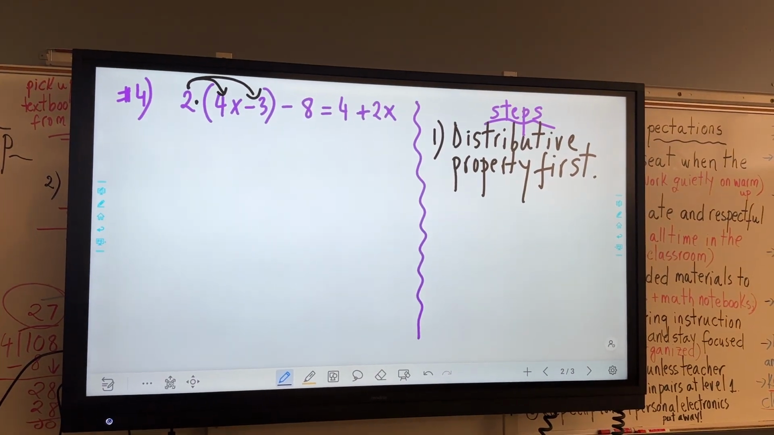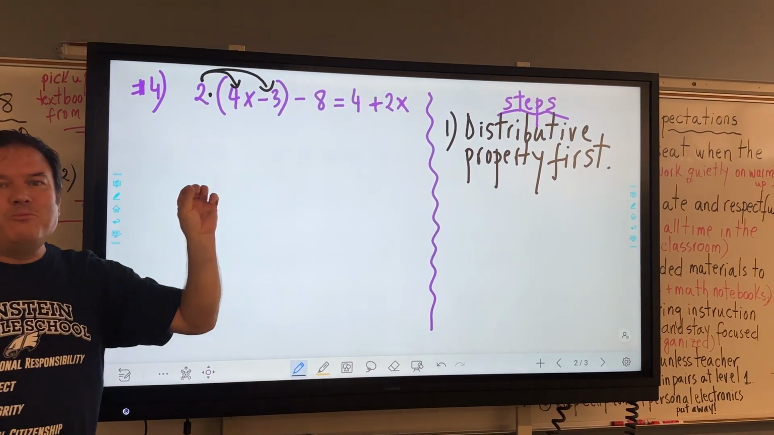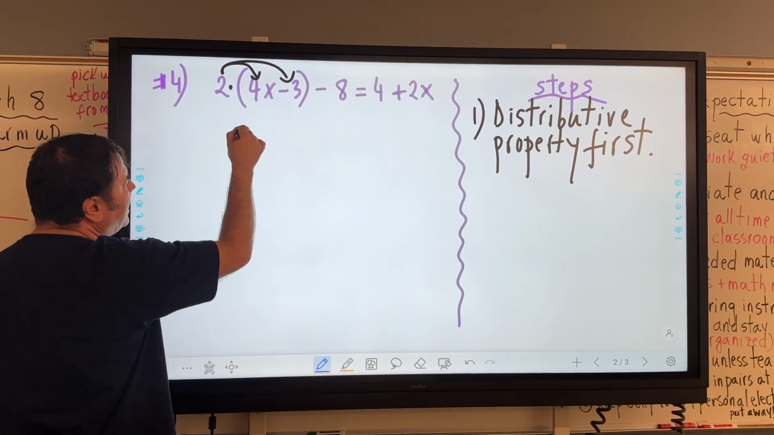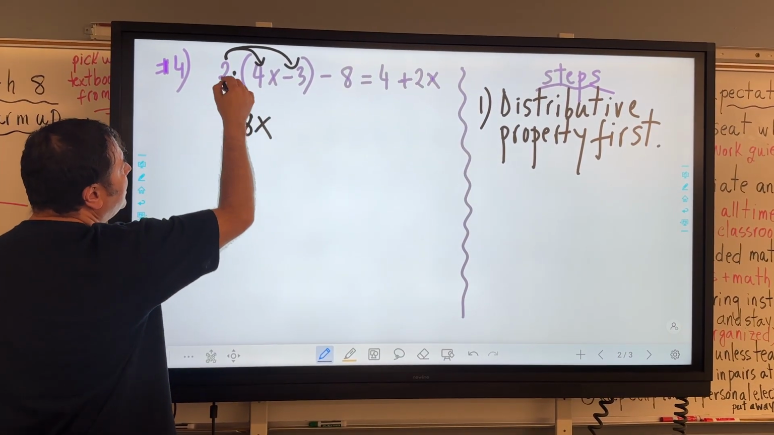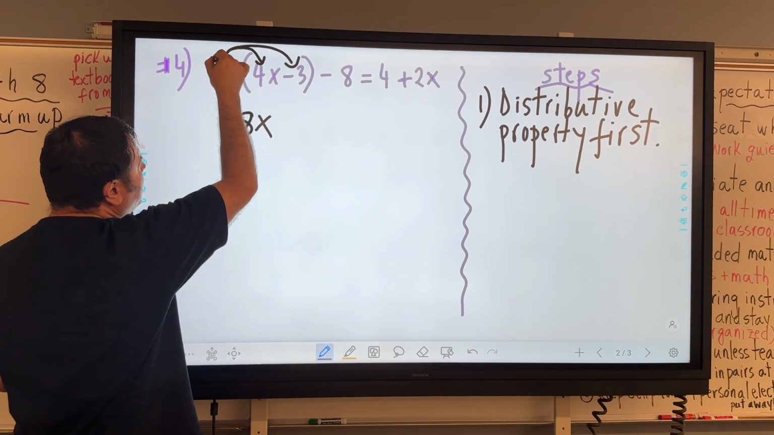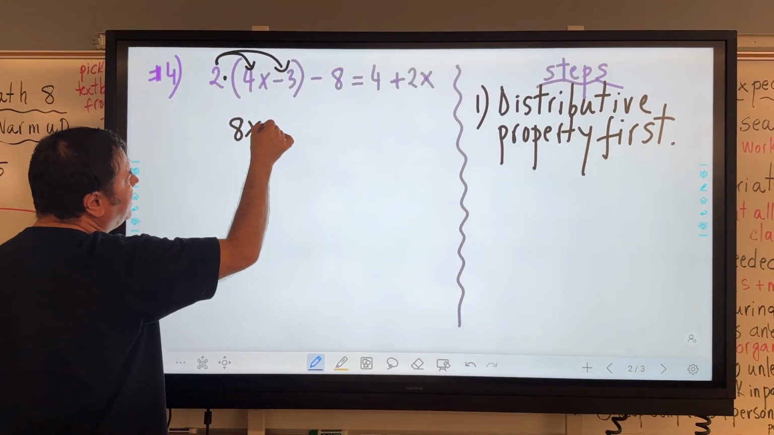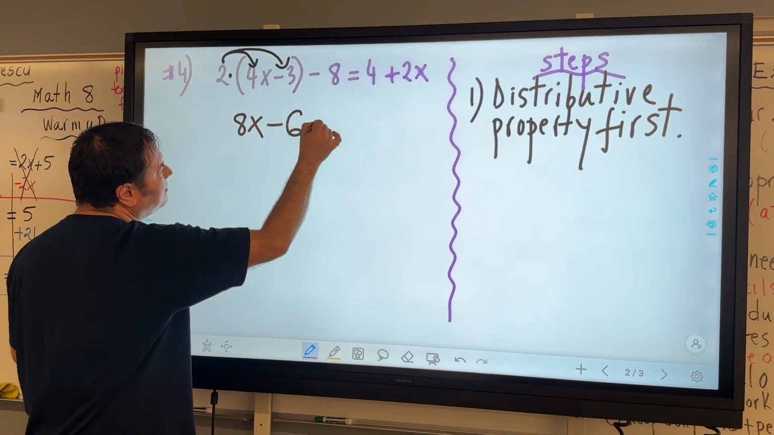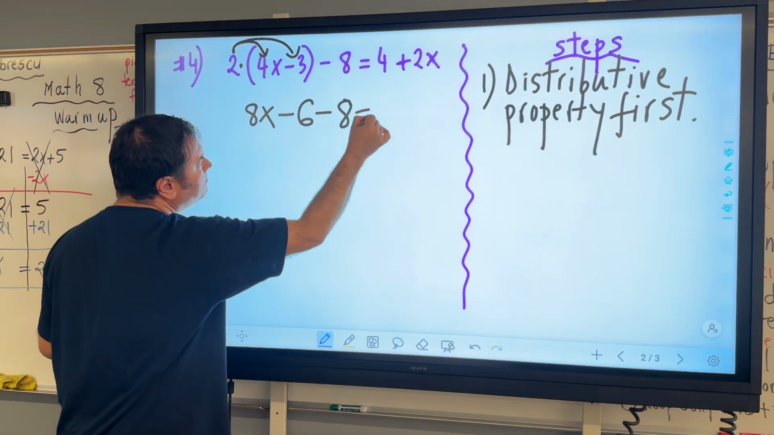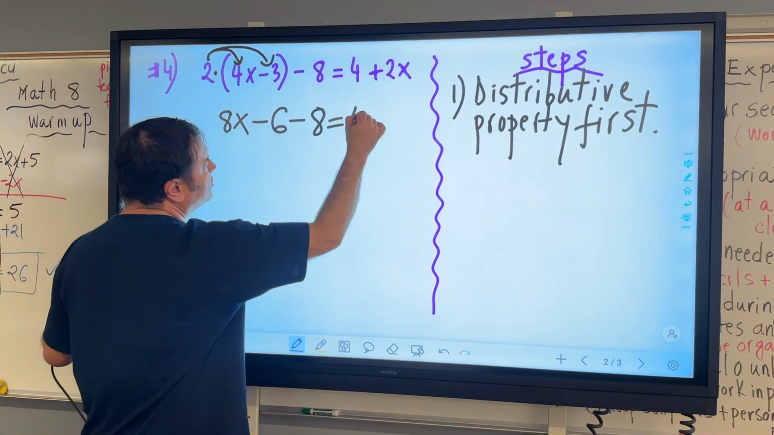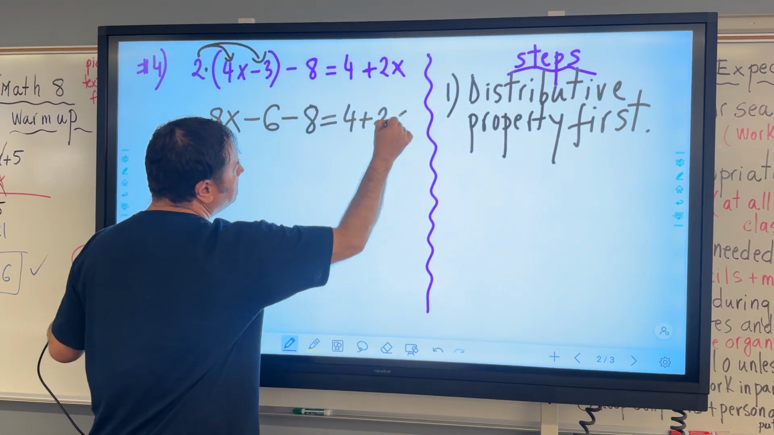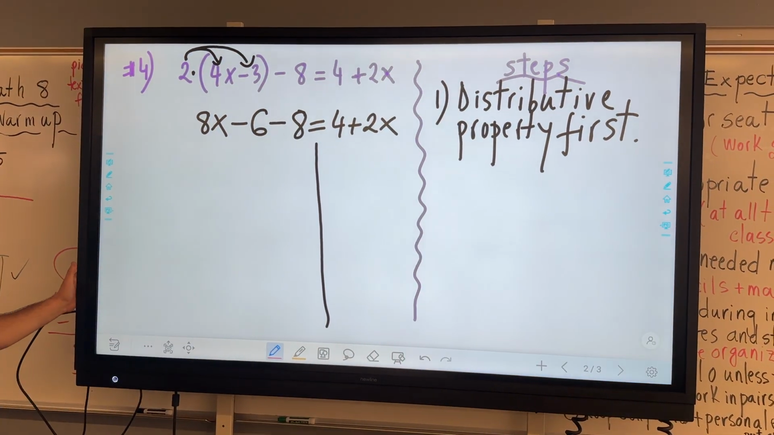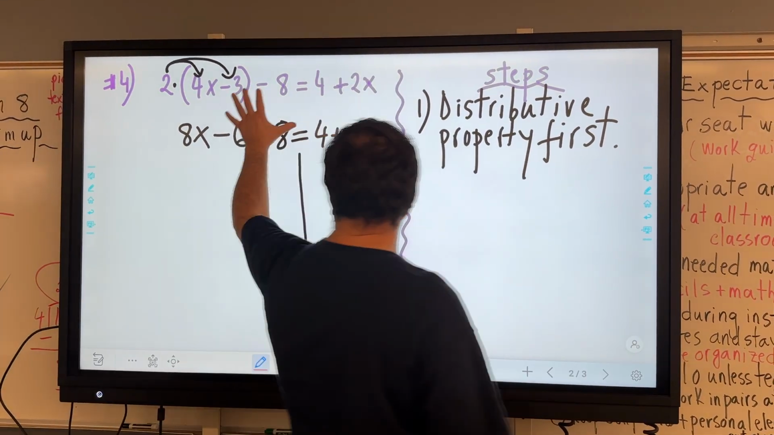And let's do that. Each arrow represents a multiplication. So we are going to multiply 2 times 4x becomes 8x. 2 times negative 3, remember positive times a negative becomes a negative. 2 times 3, 6, minus 8 equals 4 plus 2x. So far, so good. That was step number 1.